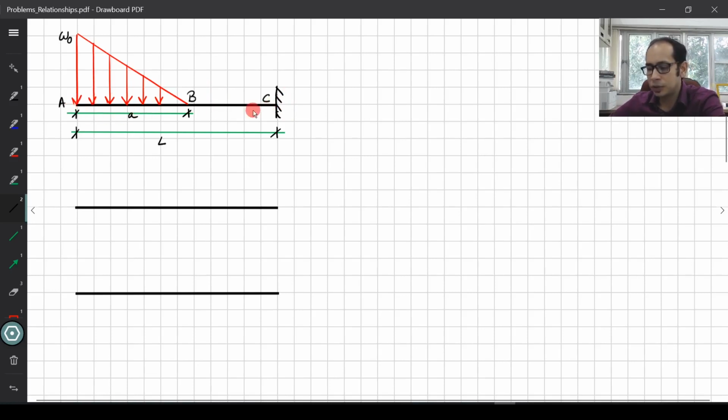So this is one example where you truly start to see the merit of using the relationships to draw the bending moment diagram and the shear force diagram. So let's go ahead and try to do this problem. I have drawn two beams below here. One is for the shear force diagram, one is for the bending moment diagram. So let's first start with the shear force diagram.